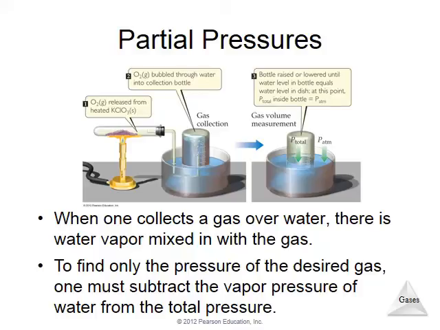Now, in these experiments, you can see that gas is collected over water. So what that means is water vapor is also mixed in the gas phase. So in order to know the pressure of a gas, you must subtract the vapor pressure of water from the total pressure. And that's how one gets the pressure due to the gas itself in the mixture of gas pressure and water vapor pressure.